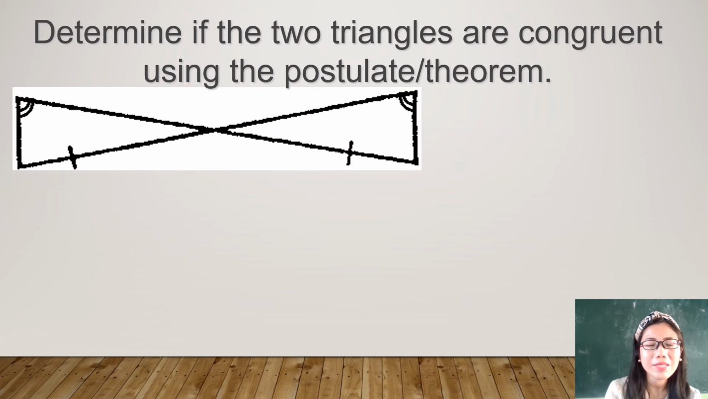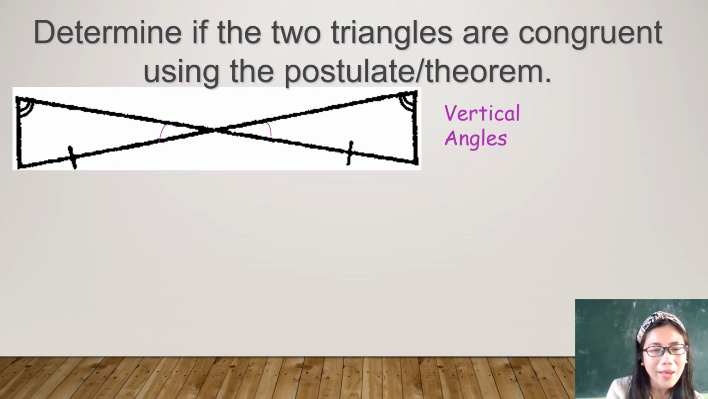Okay, let's have the seventh example. This is the same case as the previous example. These two triangles make vertical angles. As I've said, vertical angles are congruent. So we have an angle, and here a side that is congruent to this corresponding side.